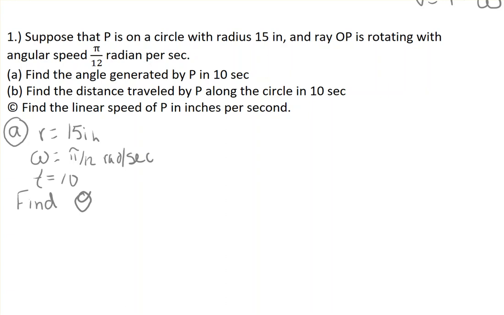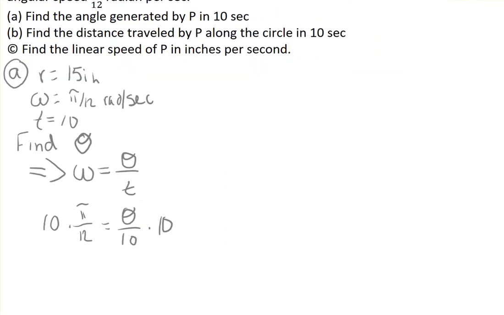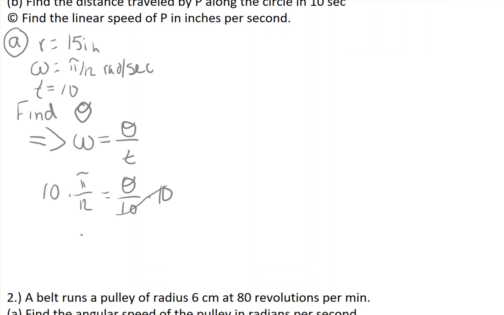I think about what uses these, and the formula that uses these is angular velocity equals theta over time. So I just put in what I have. Pi over 12 equals theta over 10. I'll multiply both sides by 10, and I get 10 pi over 12, which is going to reduce to 5 pi over 6, which equals theta.